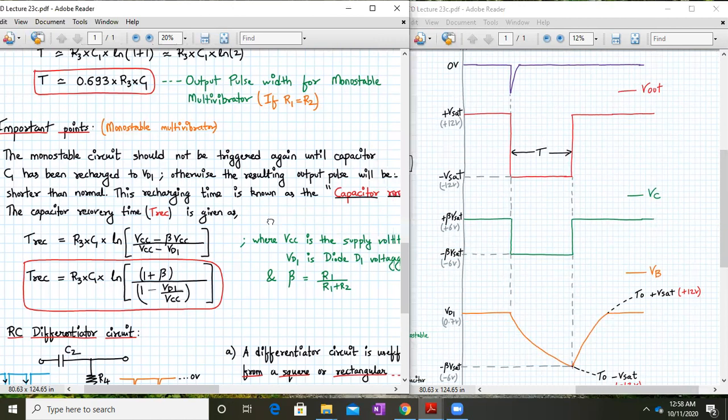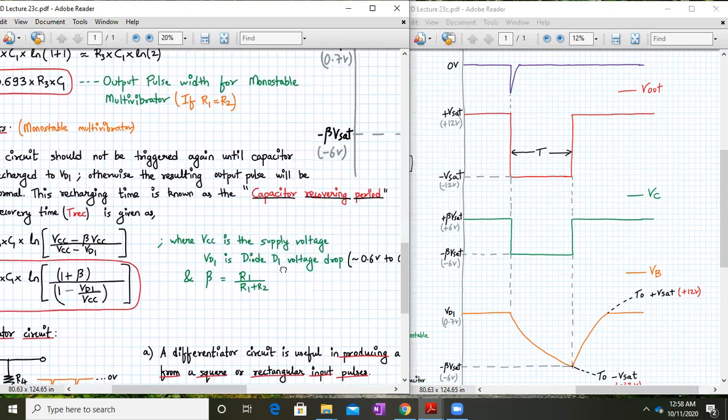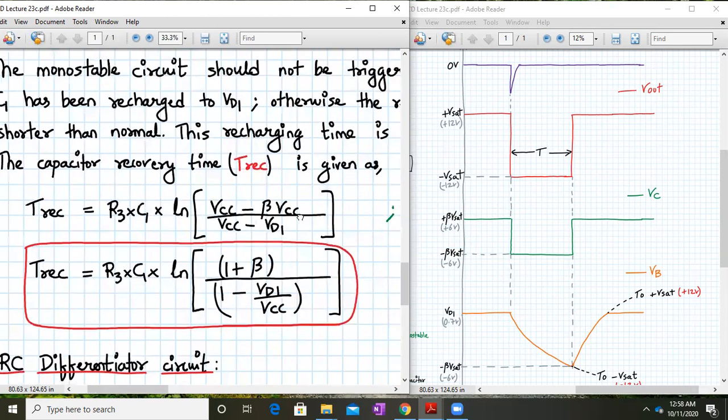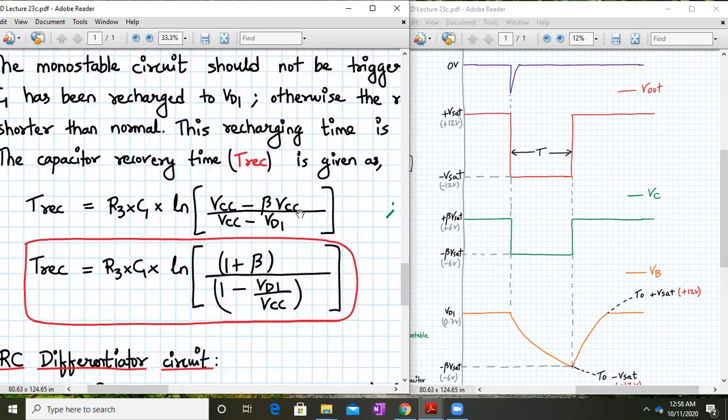This recharging time of this capacitor, this period over here, from minus VSAT, that is minus 6, till again 0.7, is called the capacitor recovery period. And the capacitor recovery time is given by the formula. Now this derivation is not there for you. We can directly remember. So T recovery time we can write as R3 into C1 into natural log of VCC minus beta VCC divided by VCC minus VD1.